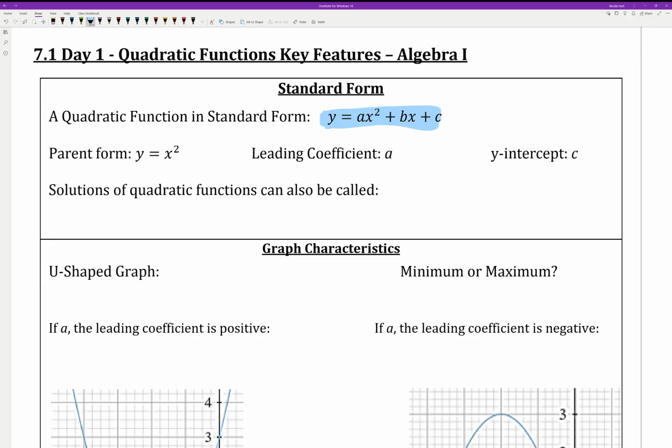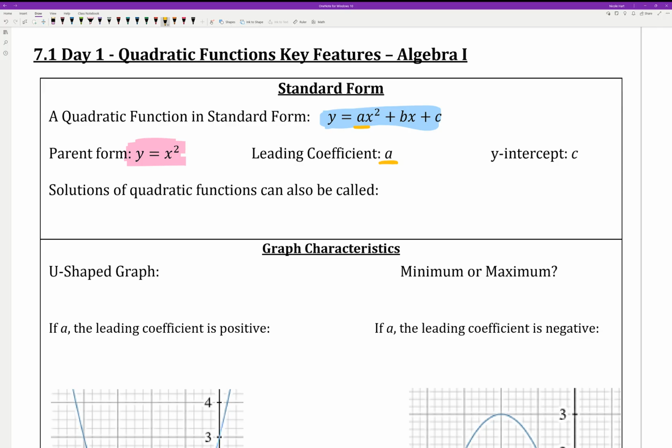So we call the parent form of this y equals x squared if it's just those, and then if additional pieces a, b, and c are there, it has more features. Now our leading coefficient we learned in our previous unit is a, so the number at the very front in front of x squared is going to be a. Sometimes it's just 1, so we don't see it, but sometimes it'll be other numbers.